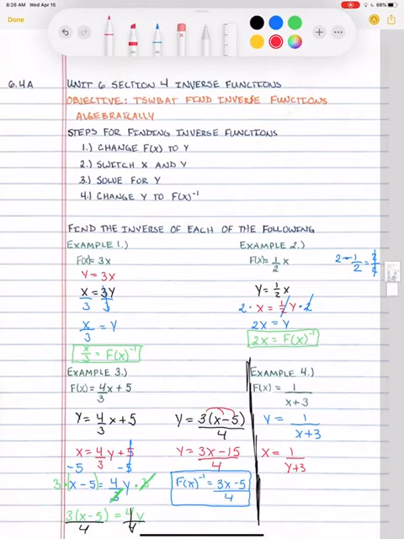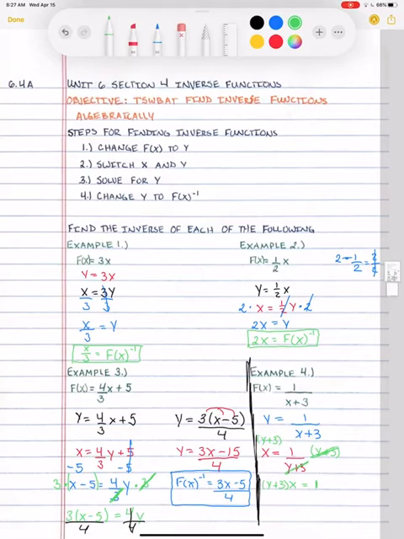Now my job is to get y by itself. y is in the bottom of the fraction, so to get rid of a denominator, I'm going to multiply both sides by it. So I'm going to multiply both sides by y plus 3. It's going to be kind of smushed over here, but just know that that's what's happening. y plus 3, and I'll rewrite it right here. So I have y plus 3 times x equals, these cancel, 1.